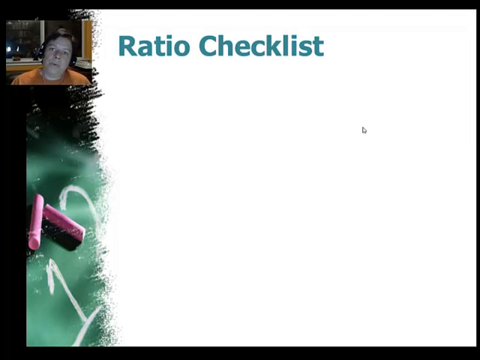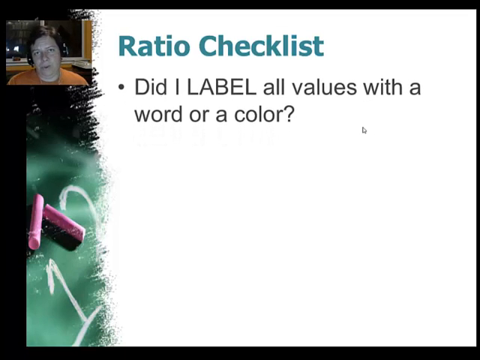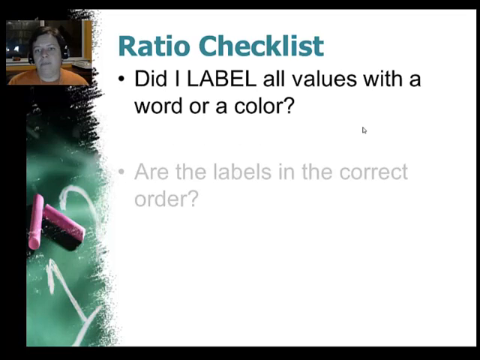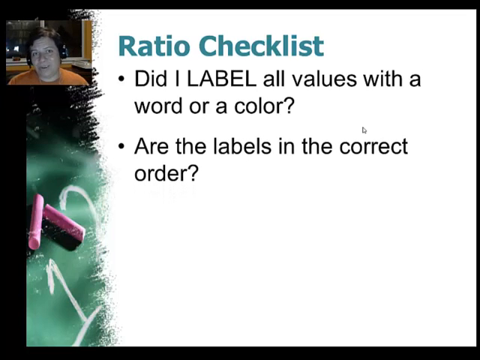Now finally, one quick checklist. How do you know that you are working properly with ratios? The most important thing, and this should be in your notes, is to label your ratios, again, with either word or color. Are the labels in the correct order? So don't use dollars for the gasoline and gasoline for the dollars. Or don't use the hypotenuse label for the leg and the leg for the hypotenuse.